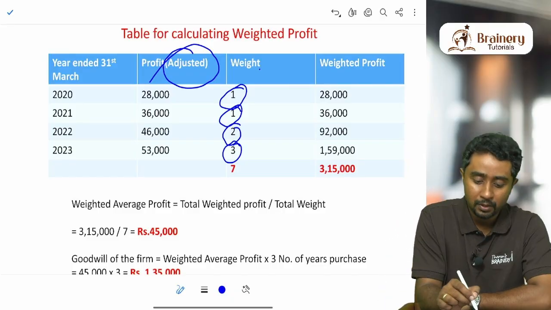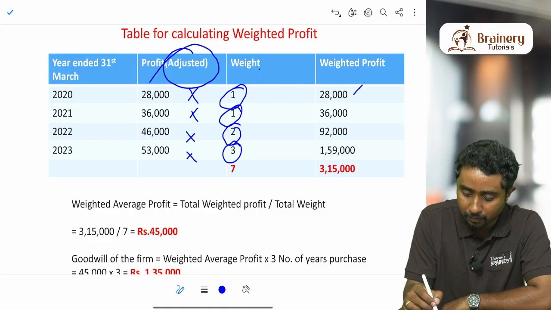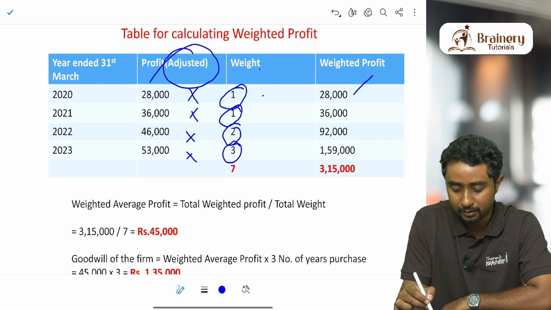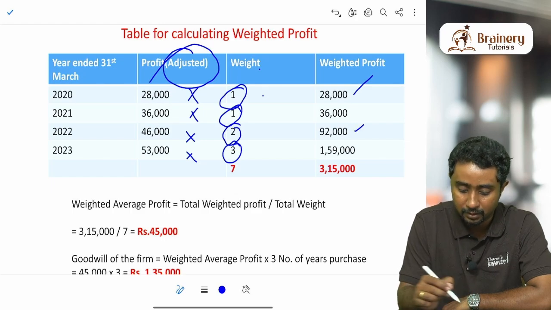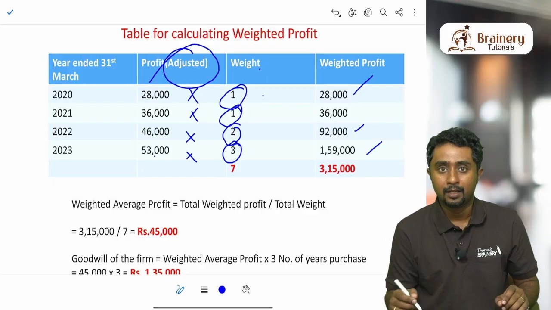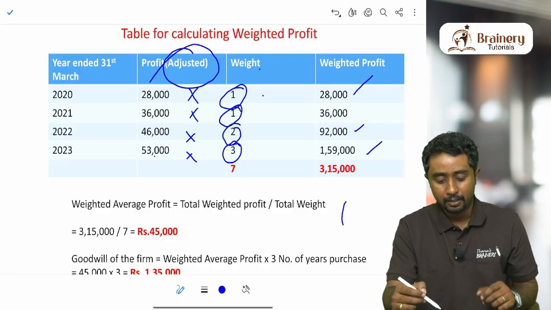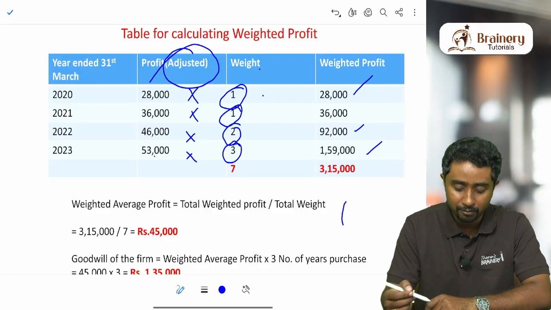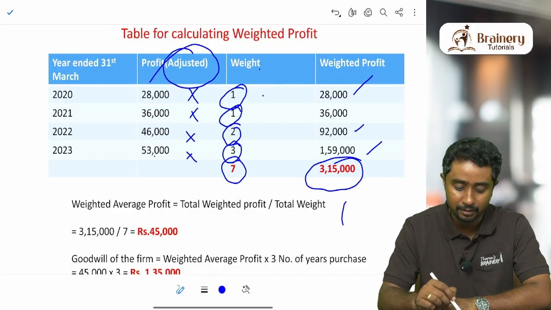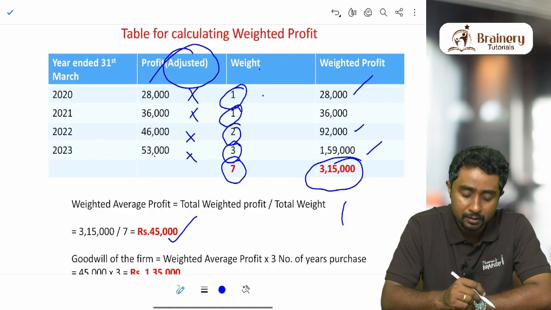Now what are you supposed to do? Each year's profit should be multiplied by the respective weight to get the weighted profit. So 28,000 into 1 is 28,000, 36,000 into 1 is 36,000, 46,000 into 2 is 92,000, and 53,000 into 3 is 1,59,000. Now we calculate the weighted average profit. The formula is weighted average profit equals total weighted profit divided by total weight. Total weighted profit is 3,15,000, divided by total weight 7. The answer will be rupees 45,000.